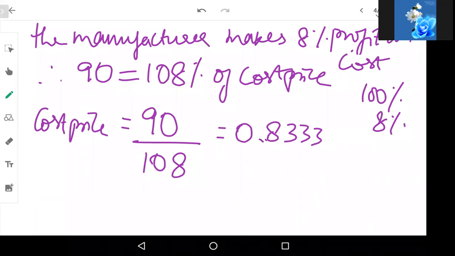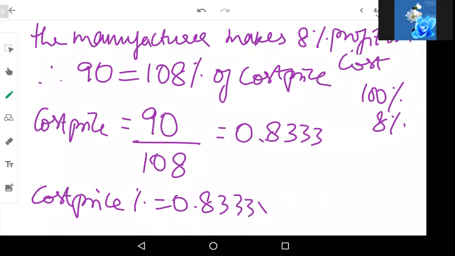Now, since you want to find the percentage, cost price percentage, now multiply this with 100. 0.8333 into 100. So what will be the percentage? The cost will be 83.33.